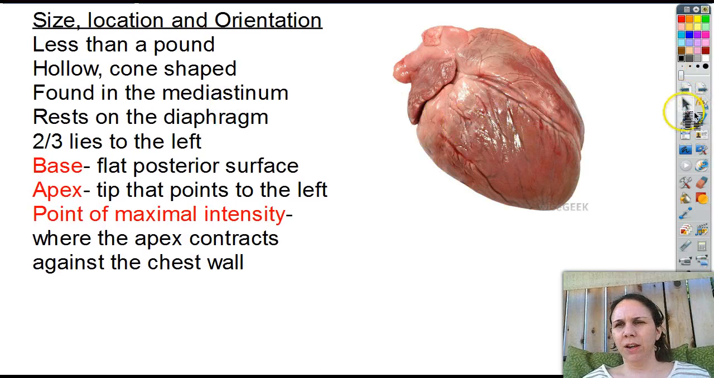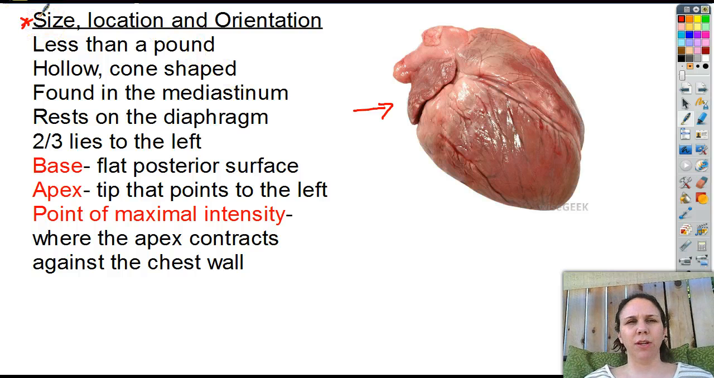There we go. Okay. Some basic stuff about your heart. There it is. That's your heart. So, some stuff under size, location, and orientation. Alright, it's a little less than a pound, depending on how big you are. In an average human, it's a little less than a pound. In unhealthy individuals, it can definitely be more.